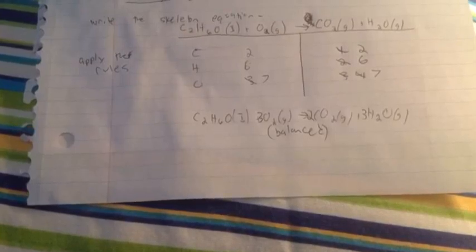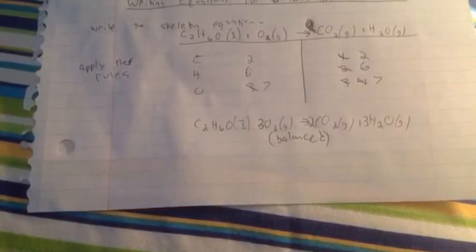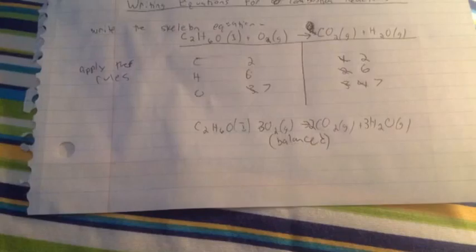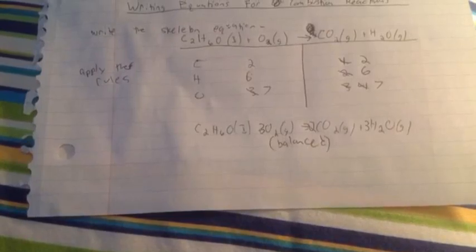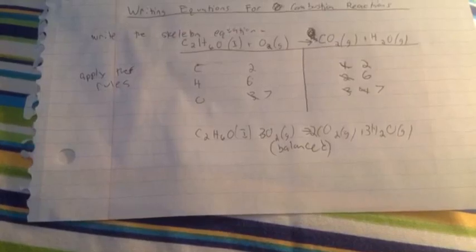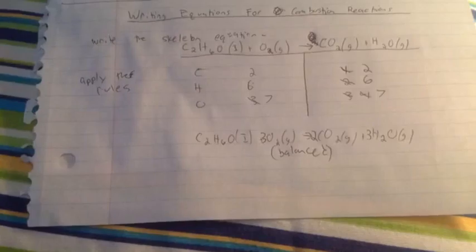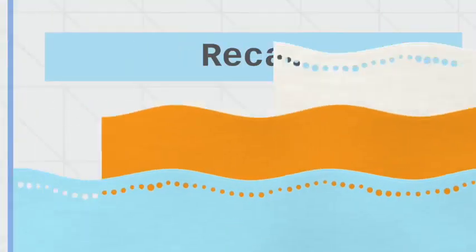And then you try to get an equal number of each element on both sides of the equation. Your final answer is down below, as you can see in the picture, that all you have to do is put a 3 in front of the oxygen on the left side, a 2 in front of the carbon dioxide on the right, and then a 3 in front of water on the right. And that is how you write equations for double replacement reactions and combustion reactions.